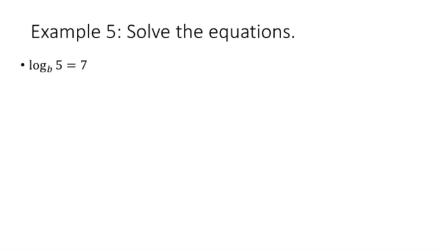So we're going to change our perspective of the problem by rewriting it into its equivalent exponential form. The equivalent exponential form is b to the 7th equals 5. Now I see a way to solve for b. Because we're in the form b to the 7th equals 5, we can take the 7th root of both sides.